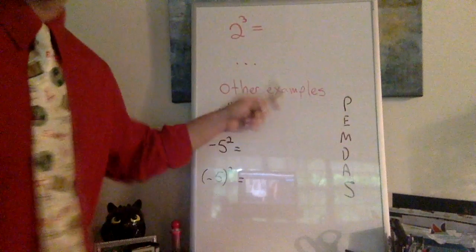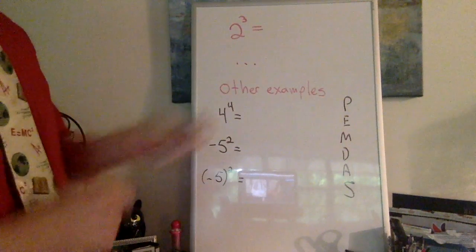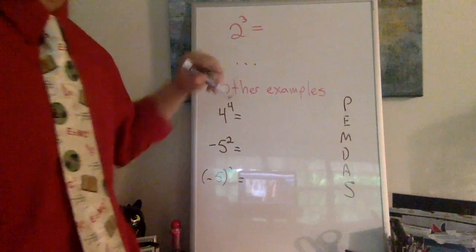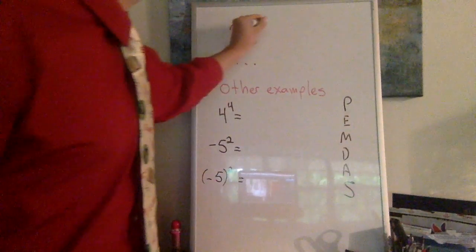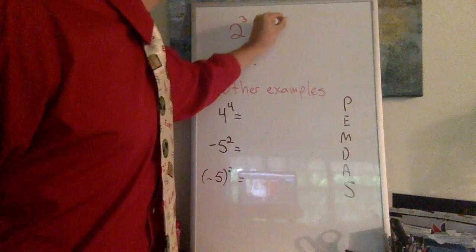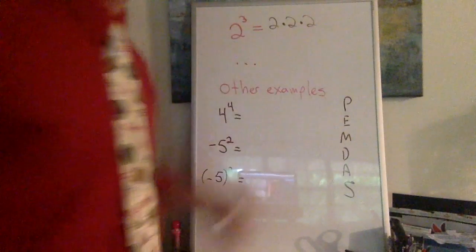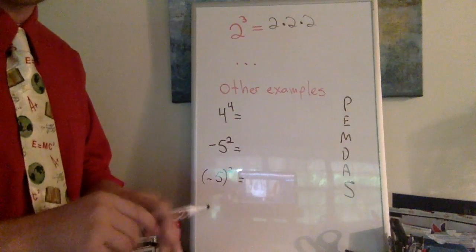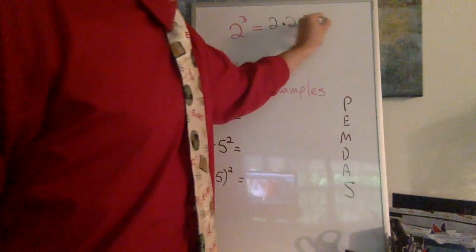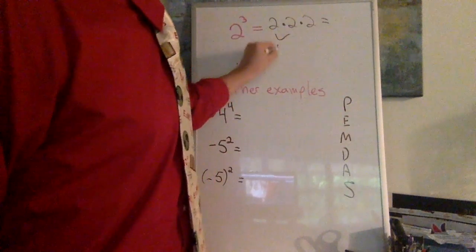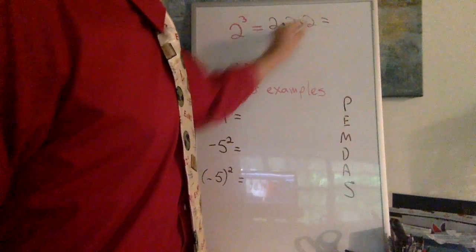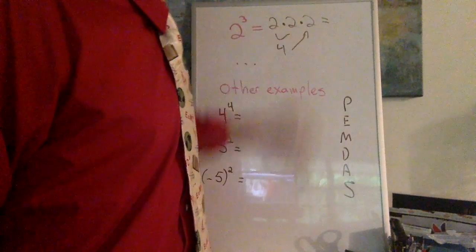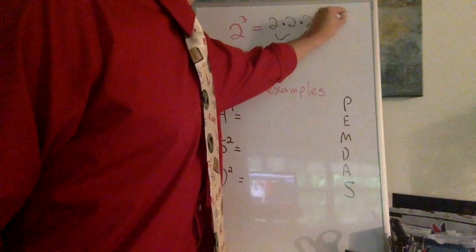So let's go back to the top of the guided note sheet. Now you'll see we have 2 to the third power again. So what that means is we have 2 times 2 times 2. We have 3 2's being multiplied. 2 times itself 3 times. So that would be 4 times 2, and that gives us 8.